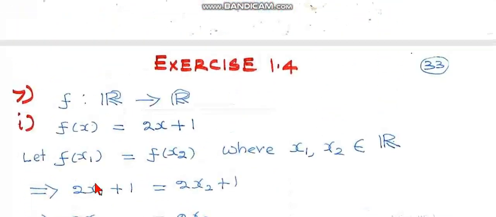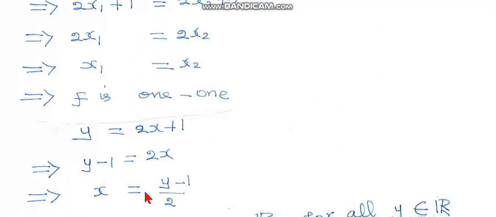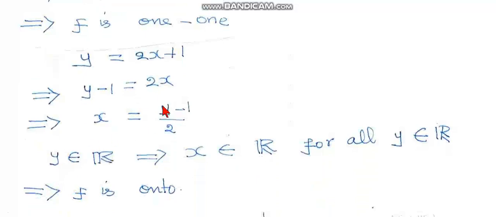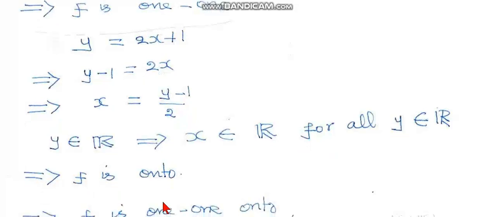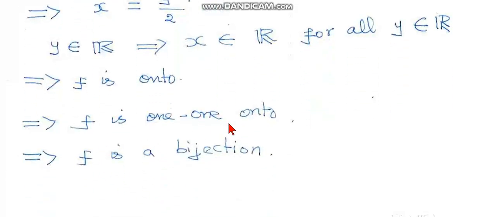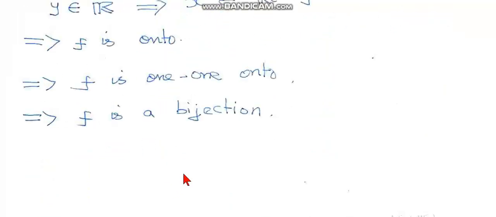What is y? y equal to 2x plus 1. That means y minus 1 equal to 2x. That is x equal to y minus 1 by 2. So whatever real number you take for y, y minus 1 by 2 is also a real number. y belongs to R implies x belongs to R for all y belonging to R. So for every element in R we have a pre-image. f is onto. f is 1-1 onto. f is a bijection. A 1-1 onto function is also known as a bijection.